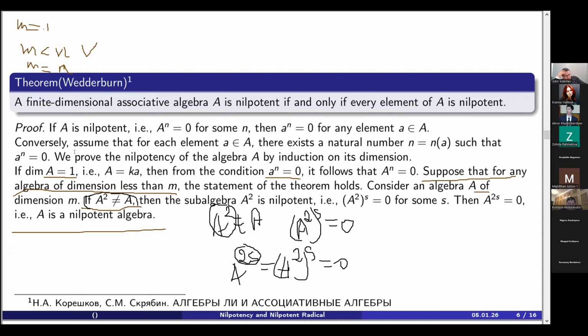Since A square is not equal to A, the dimension of A square is less than n, so for A square it is true. That's why A square is nilpotent. It means A square to the power s equals 0 for some s. But due to associativity, we obtain A to the power 2s equal to A to the power s, and it is 0. This means that A is nilpotent.